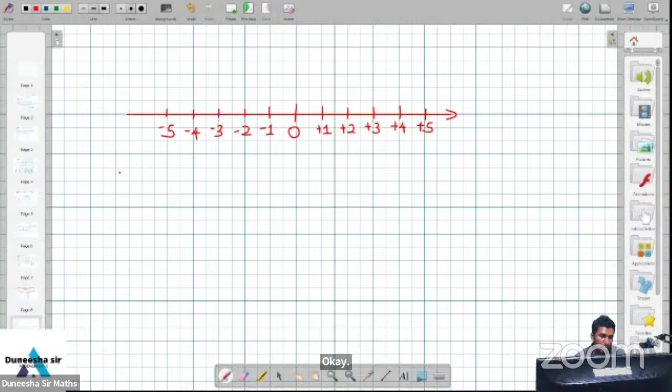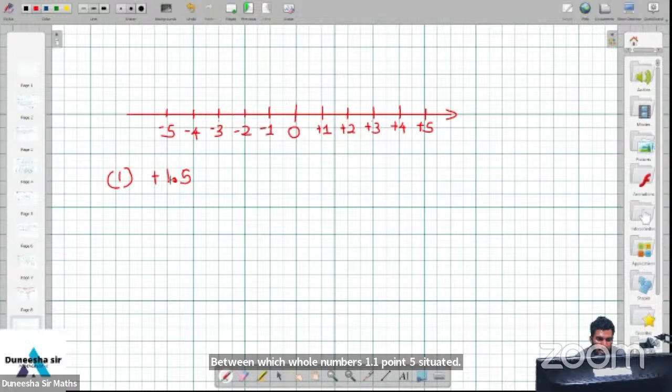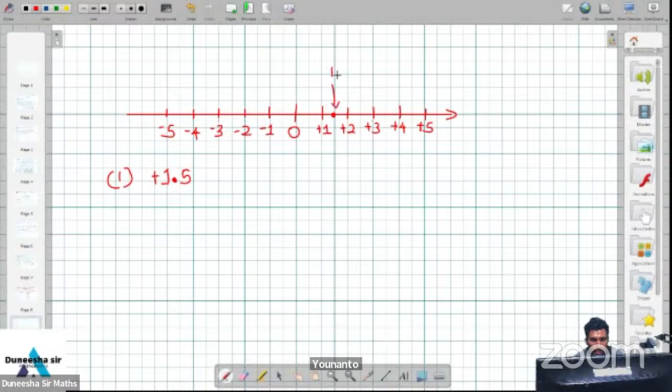Then you have to tell, where is 1.5? Between which whole numbers is 1.5 situated? 1 and 2. Yes, 1 and 2. You know it. Okay. Then it's 1.5. If I am going to plot the fraction, you know what the fraction is?